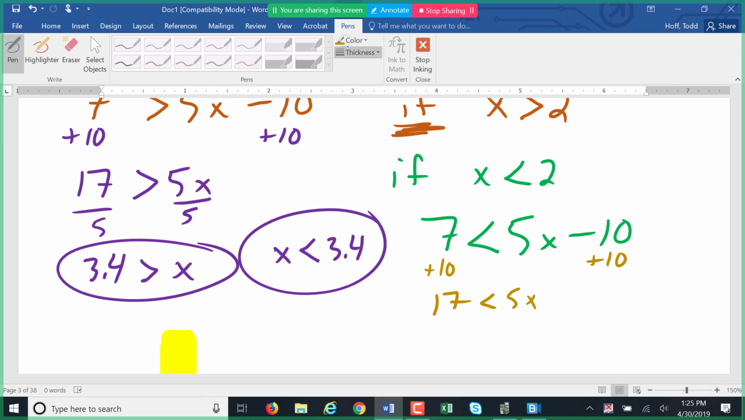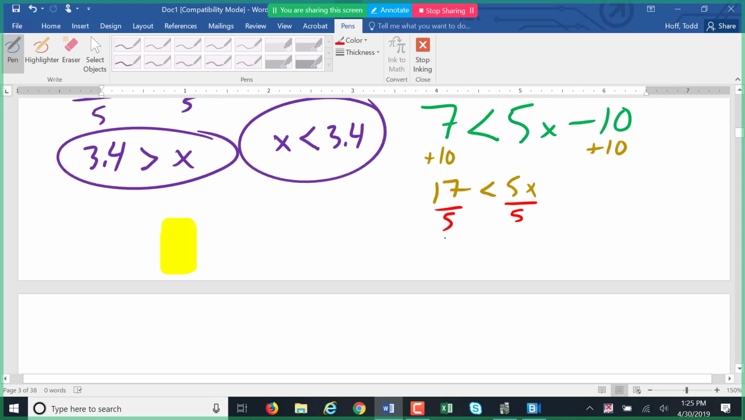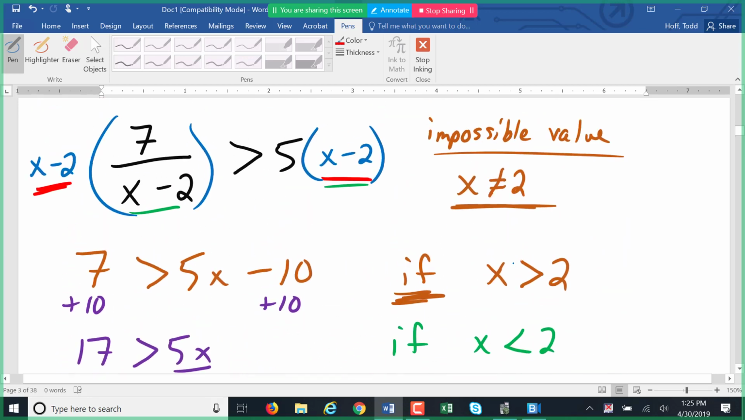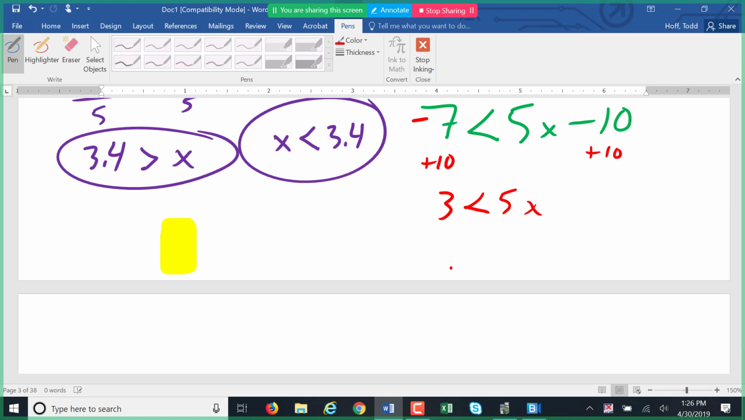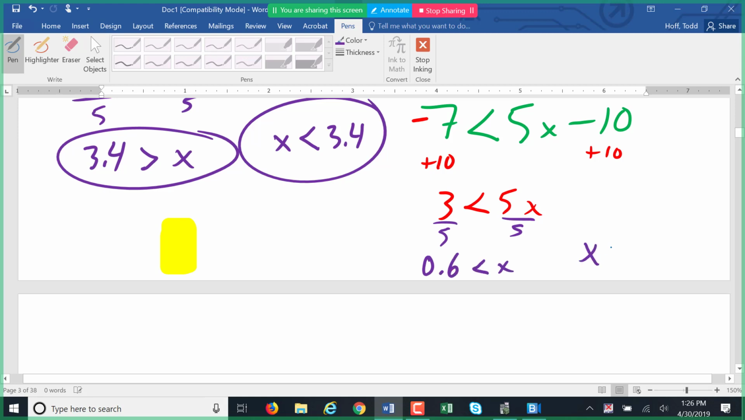Dividing by 5 gives us a horrible contradiction, doesn't it? That would give us 3.4 is, oops, sorry, I've got to be careful here. When I do that, if I multiplied by a negative, that would actually be a negative 7 now. So when I add my 10, this would be 3 is less than 5x. Dividing by 5 would be 0.6 is less than x, or x is greater than 0.6.